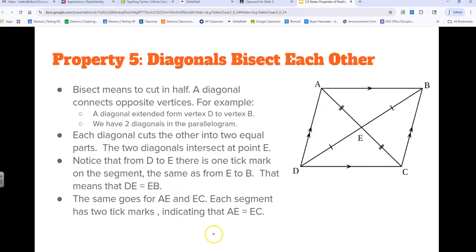All right, and the last thing is that the diagonals bisect each other. So wherever the diagonals of your parallelogram intersect, it's going to cut that diagonal in half. So like AE here would be congruent to EC.